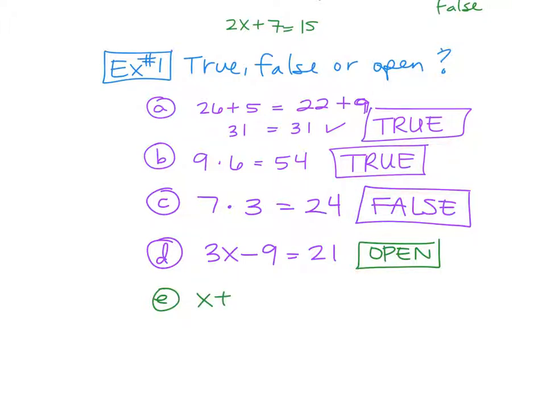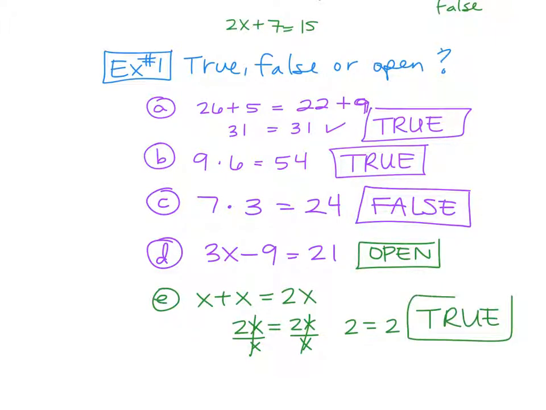x plus x equals 2x. Well, be careful. Oh, it's true. It's true. 2x equals 2x, right? If I divide by x on both sides, I'm left with 2 equals 2. So that is true. So don't let it deceive you that it's just if it has a variable, because it can have a variable and those variables cancel each other out and it's true. Okay?